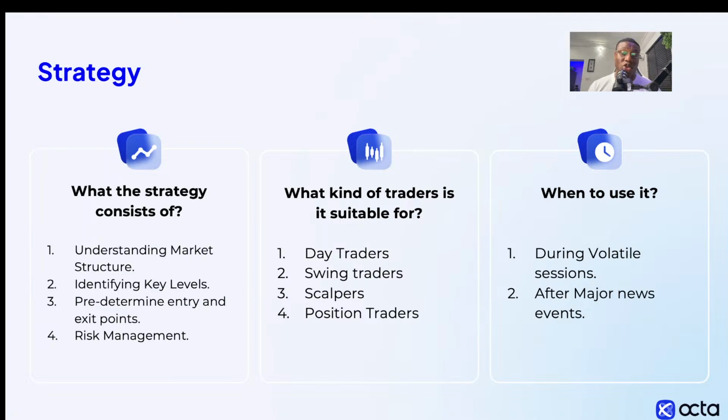Why? Because it's a zone trading strategy and the market moves and respects zones most of the time. I'll show you guys that when we go to the live chart. So when do you use this strategy? During volatile sessions, right? An example of a volatile session would be an overlapping session. Let's say like a London and New York overlapping session, which would be around 1 p.m., 2 p.m., 3 p.m., all the way up to 5 p.m., right?